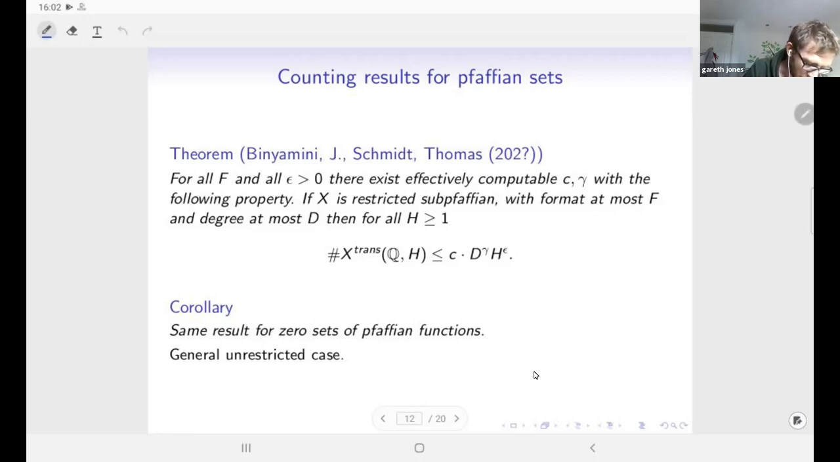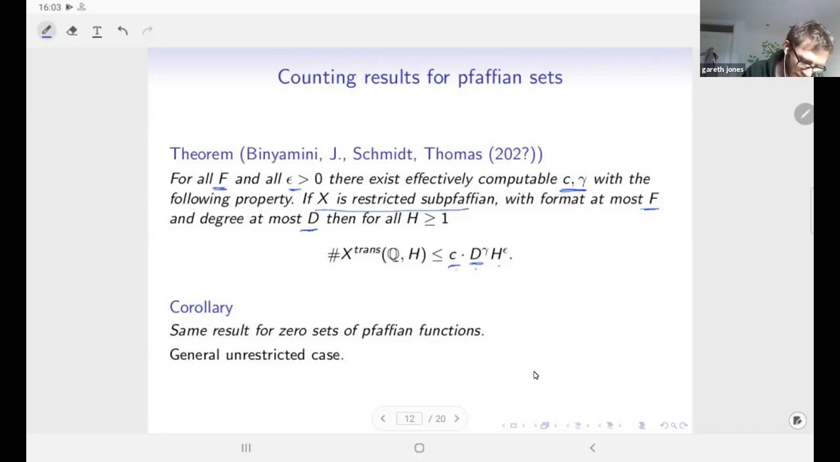So in more detail, slightly more precisely, if we have an F that's going to bound the format and an epsilon, then there are computable numbers with the following property. If I take any restricted subpfaffian set whose format is bounded by F and whose degree is at most D, then the number of points on that restricted subpfaffian set from the transcendental part of height at most H is bounded by some effective constant times D to the gamma. So this aspect wasn't present in the original Pila-Wilkie theorem, times H to the epsilon.